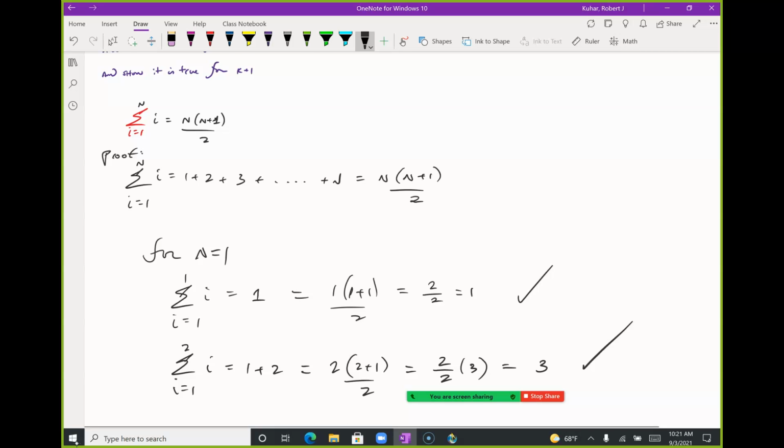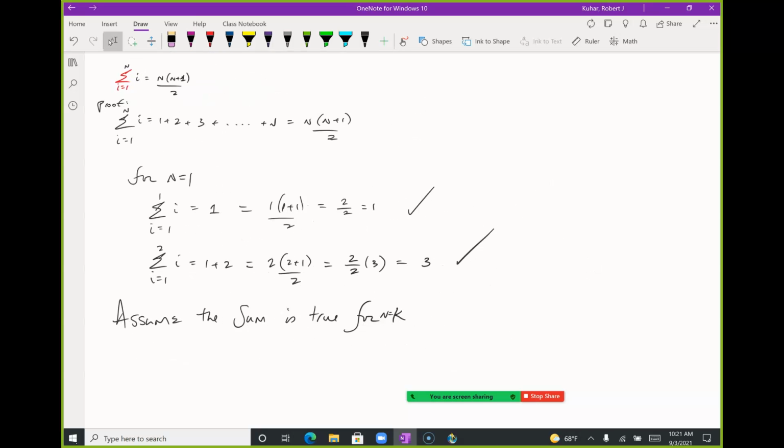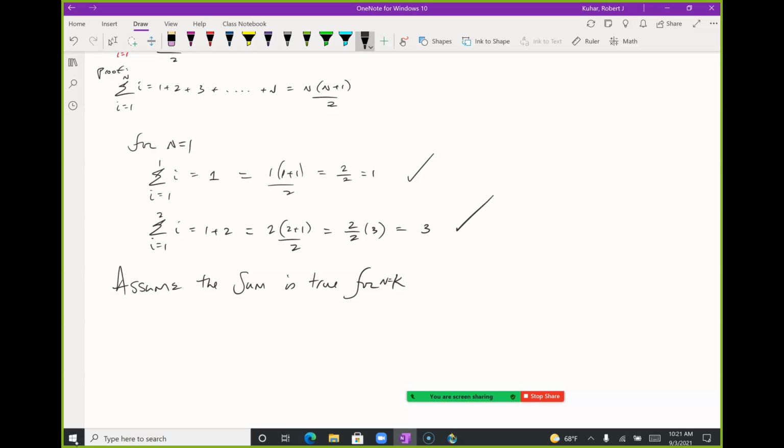So what I want to do is assume it's true for k. Assume the sum is true for k, for n equals k. So, meaning 1 plus 2 plus 3 plus ... plus k is k times k plus 1 all over 2.